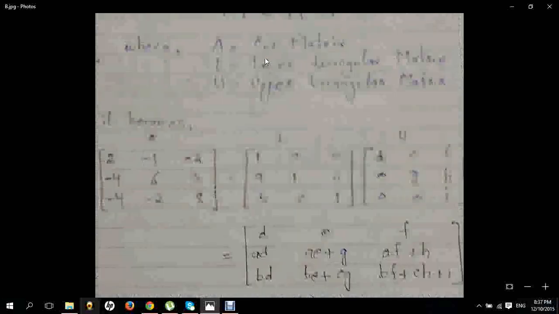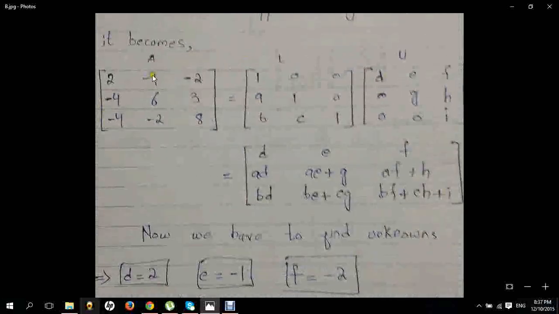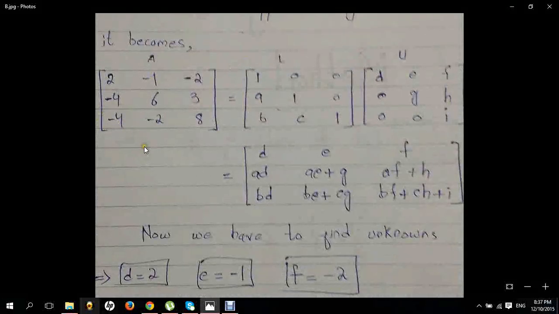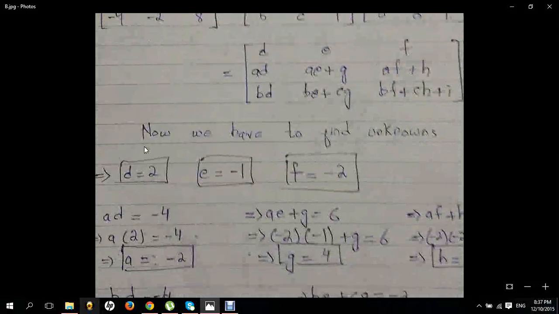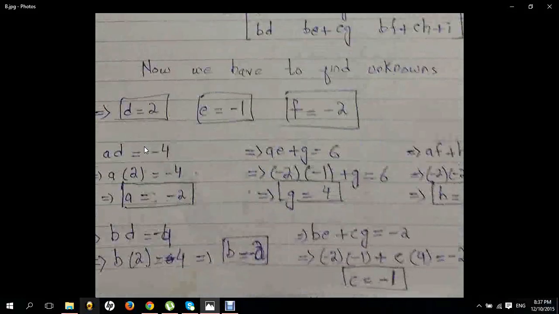Then we have AD, and in our A matrix we have minus 4, so we have the equation AD is equal to minus 4. As we have already found D, we will have the value of our element A, which is minus 2. Similarly, we're gonna find all the values of the unknowns.